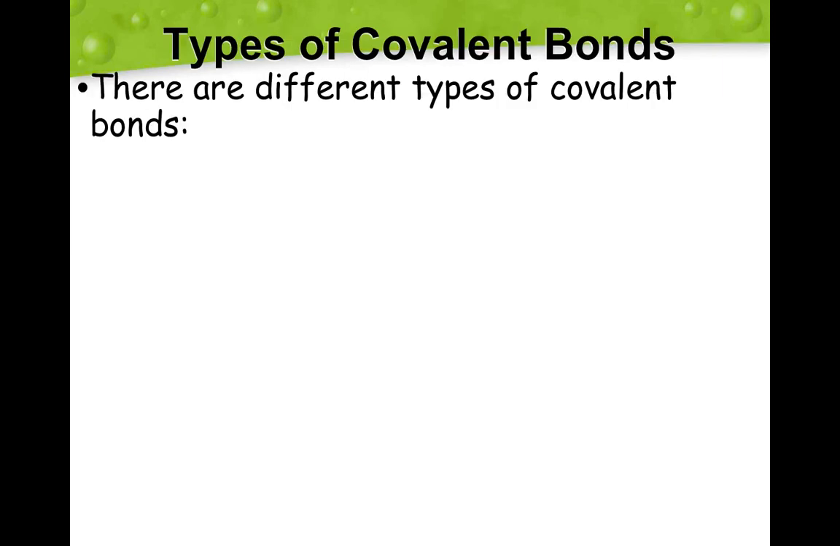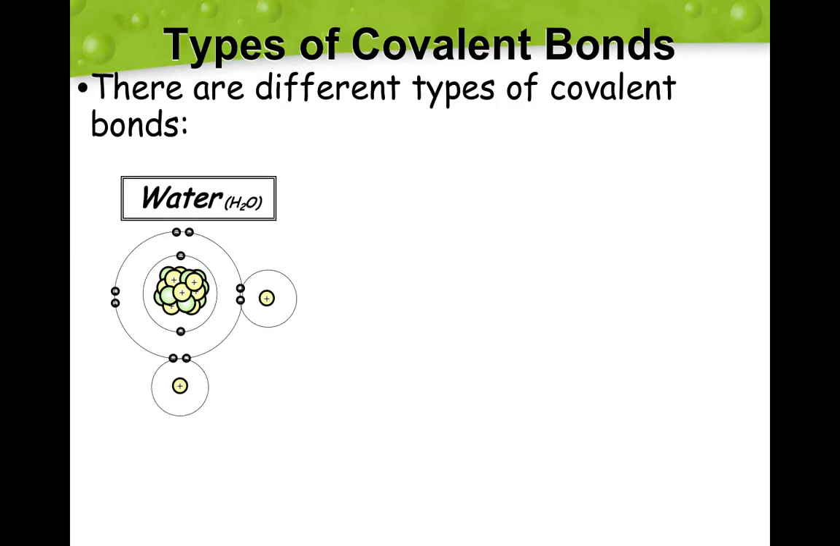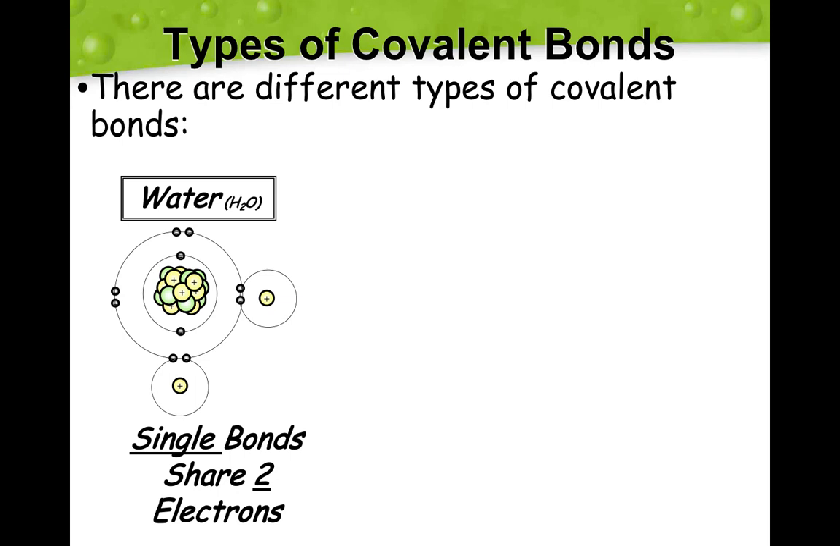Now, there's a couple different types of covalent bonds. Okay, so let's look at water first. Water forms single covalent bonds. If you guys look at the model on the screen, you'll see that there's three atoms there. The hydrogens are the one on the right and the bottom. They're each sharing two electrons with the bigger atom, which is oxygen. So only two electrons are being shared. That's called a single bond.